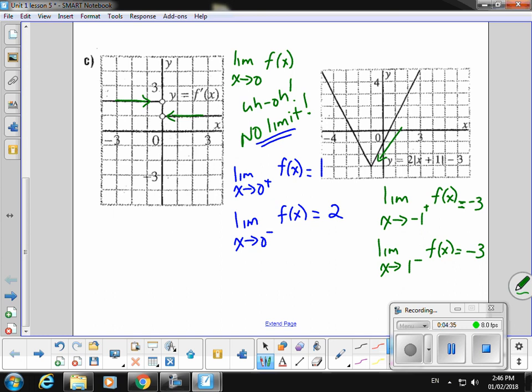So the limit of this function, it is approaching the same value from the left side and the right side. And you would probably know that there is not a tangent at that point. It's a totally different thinking. The limit of the function is -3 because it approaches the same value from both sides.